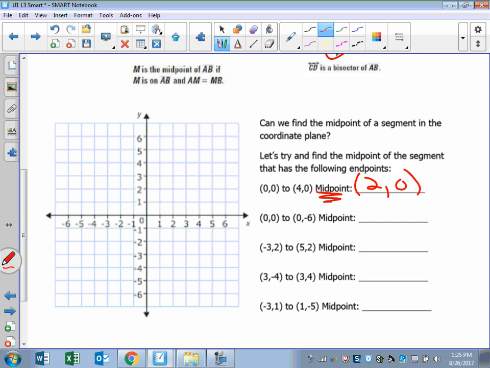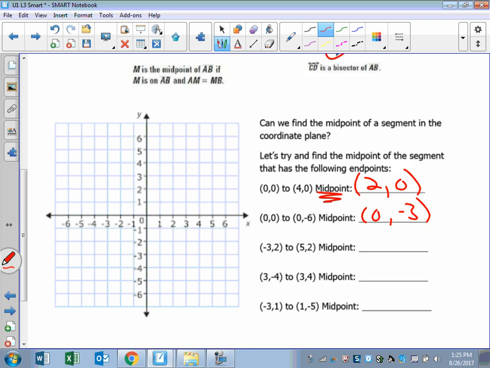Midpoint, again, point, we need two coordinates for between 0, 0 and 0, negative 6. The x's are both 0, so we know it's going to be 0. And then between 0 and negative 6, half of negative 6 is negative 3.